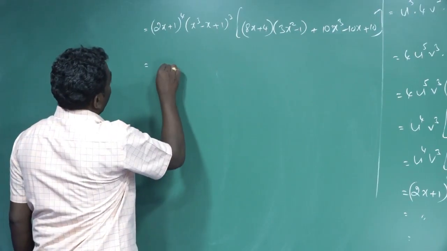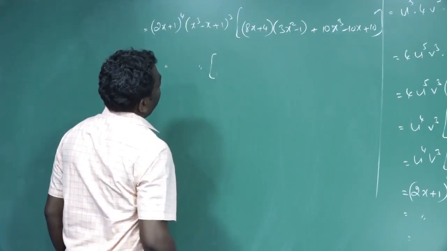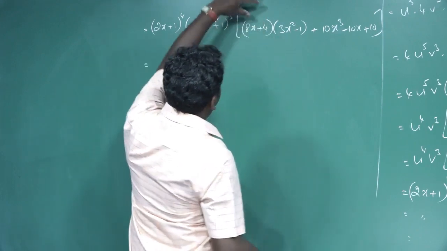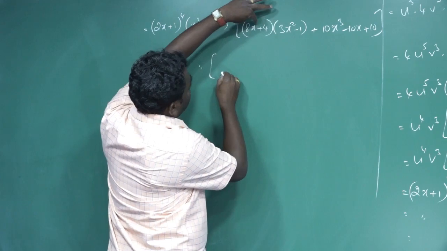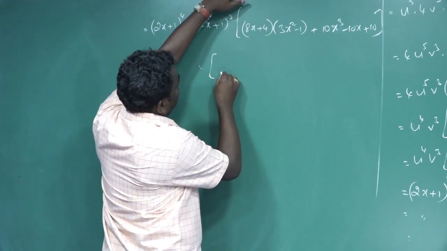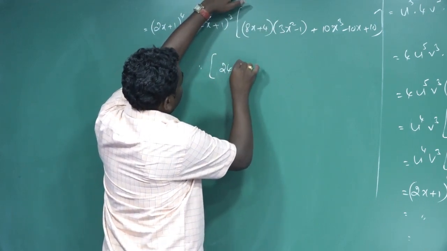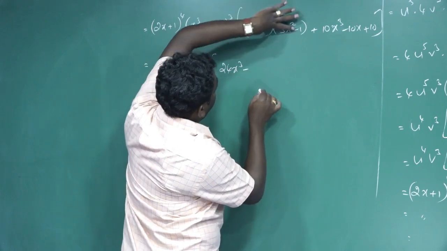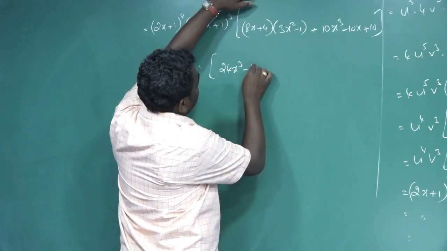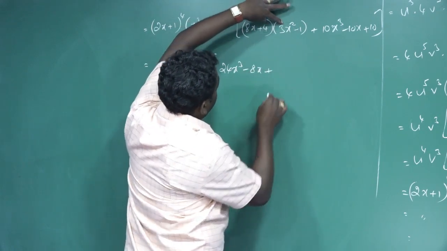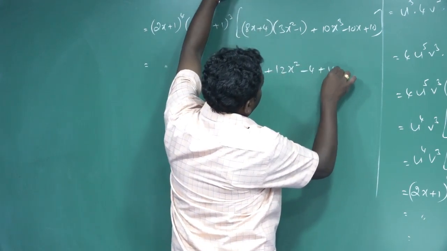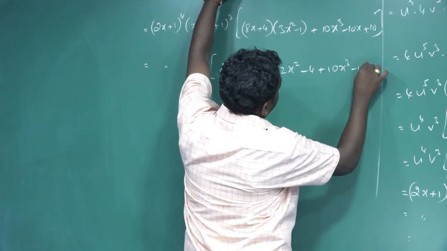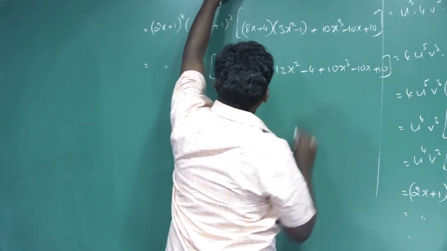Keep the first two terms as they are, and then multiply these two terms. 8 into 3 is 24, x into x power 2 is x power 3, so 24x power 3, minus 8 into 1, 8x, plus 12x square minus 4, plus 10x power 3 minus 10x plus 10.